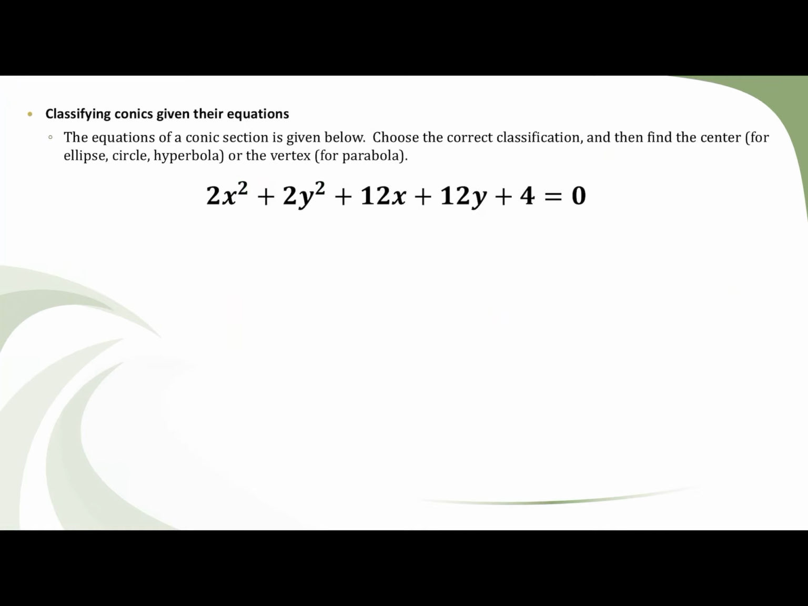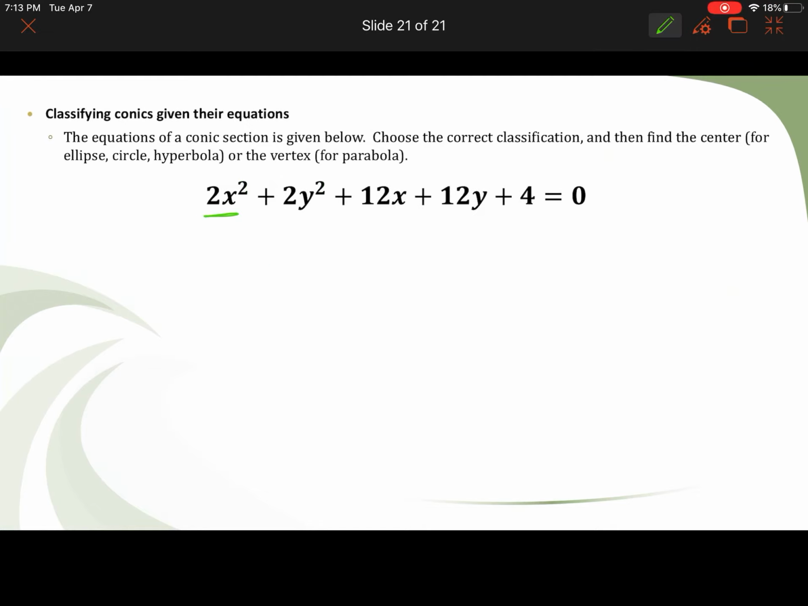And last one. And you see that they are both the same. So this is a circle. And I actually could get rid of all the 2's. I think I'll do that. I'll divide through by 2 on everything. While I'm at it, I'm going to switch the order.